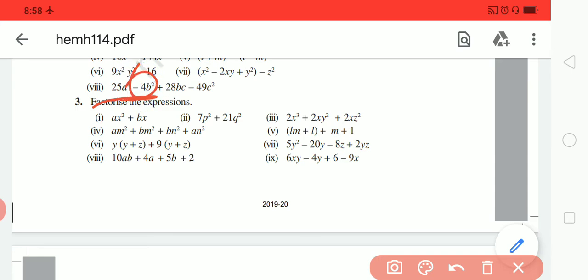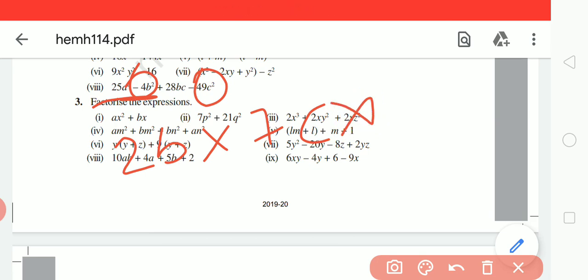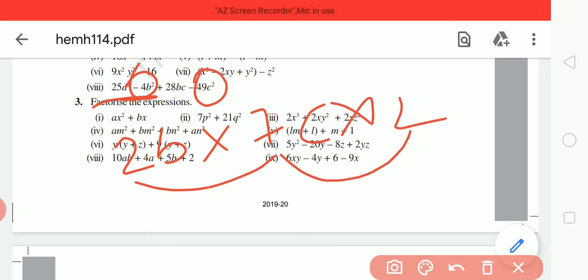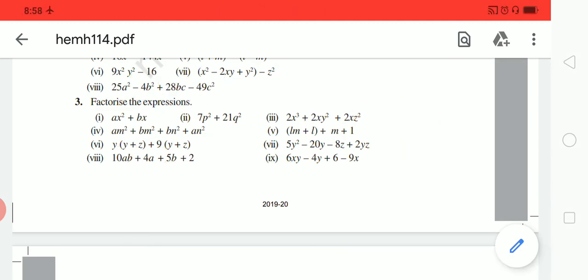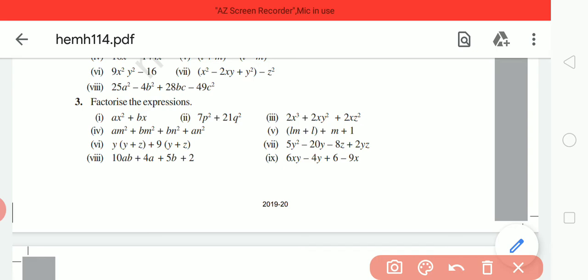So let us take 4b square and 49c square. The base of 4b square is 2b, and of 49c square is 7c, and when we multiply by 2, what do we get? 7 2s are 14, 14 2s are 28bc, right? It is the same one. So we can take two perfect squares and one non-perfect square term for forming the identity.